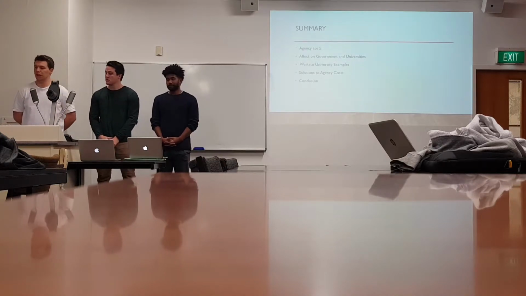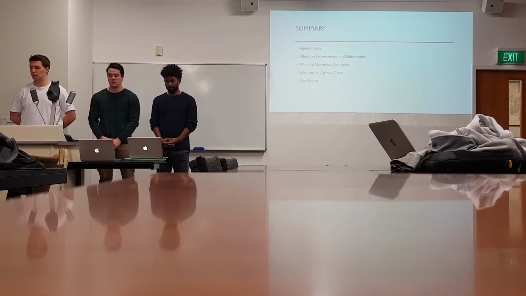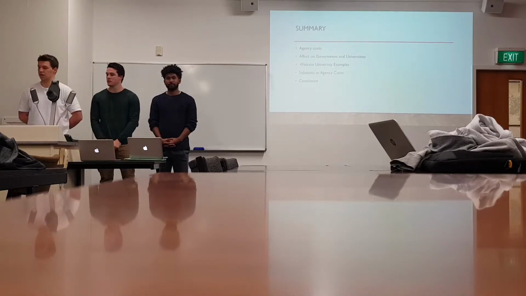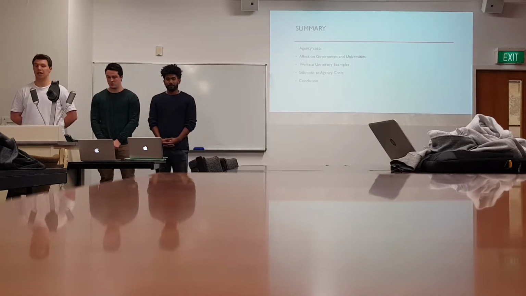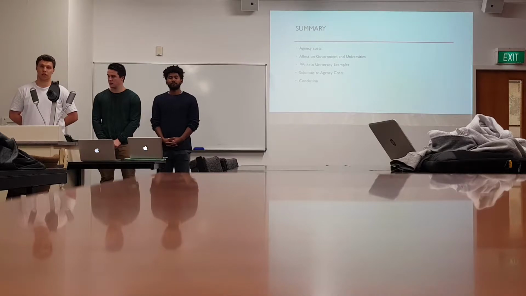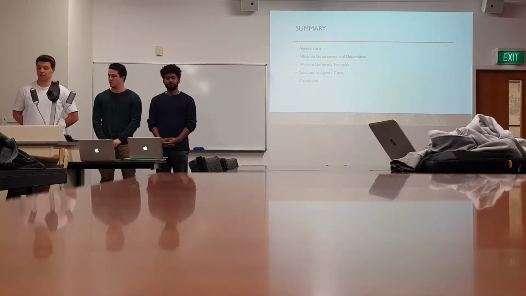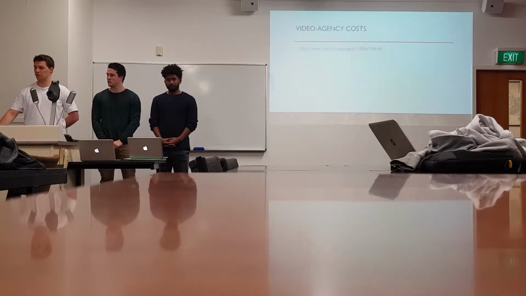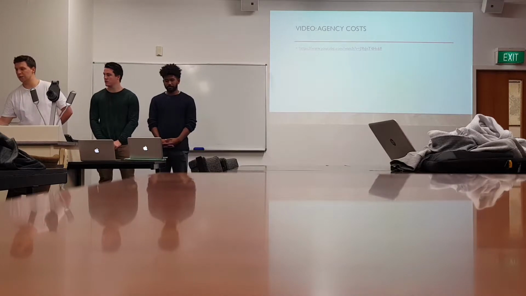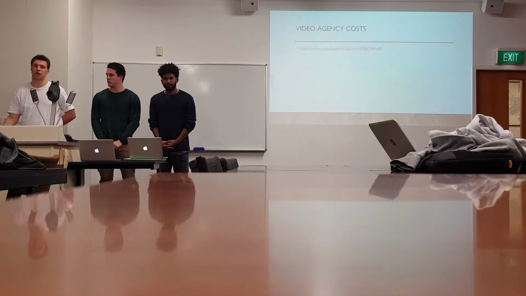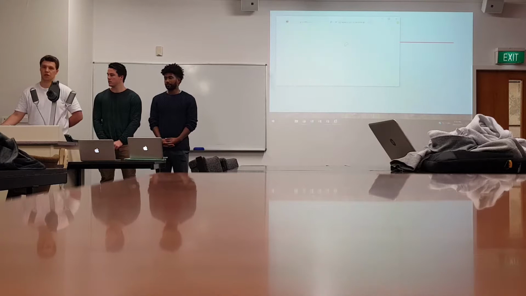In summary, we're going to be looking at agency costs and what they are. We'll then be looking at the effect that these agency costs have on the government and the universities. We'll then be providing two examples in terms of the Waikato University. We'll then be providing solutions to these examples. And then we'll conclude. So we have a short video about agency costs, just explaining what they are, the different types.